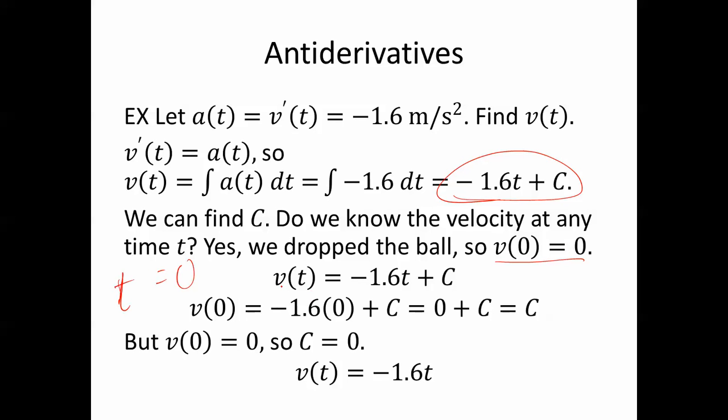Okay, so v of t is negative 1.6 t plus c. Plug in t equals 0, and we end up with negative 1.6 times 0 plus c, which just works out to be c. But the reason we plugged in t equals 0 is that we know what v of 0 is. We also know that v of 0 equals 0. So v of 0 equals c, and v of 0 equals 0. That just means that c equals 0. So v of t isn't just negative 1.6 t plus c. v of t is negative 1.6 t plus 0, or just plain negative 1.6 t.